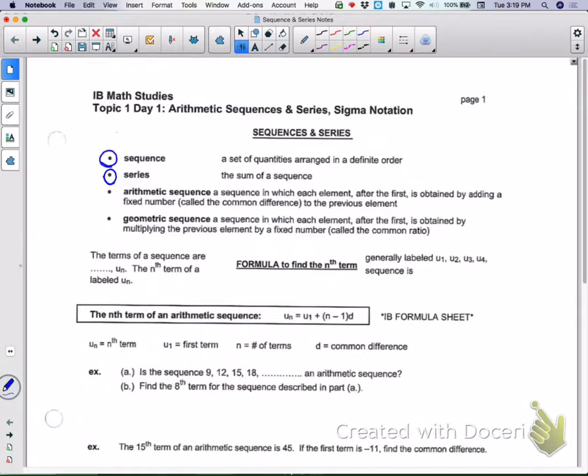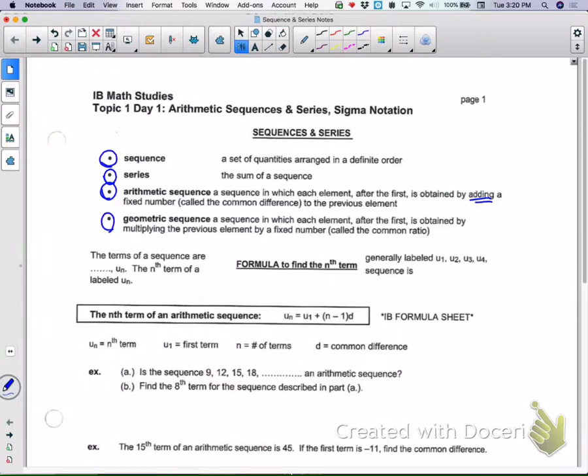Now, an arithmetic sequence, which is what we're going to start off with, is a sequence in which each element after the first is obtained by adding, and that's kind of important. It's always adding a fixed number, which is called the common difference, to the previous element. So I'm going to add 5, add 5, add 5, add 5 kind of thing.